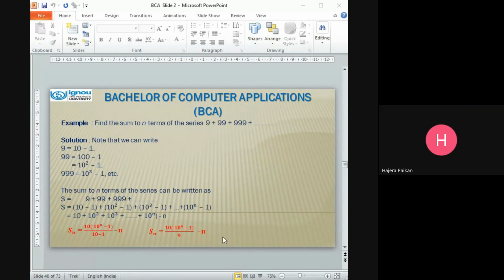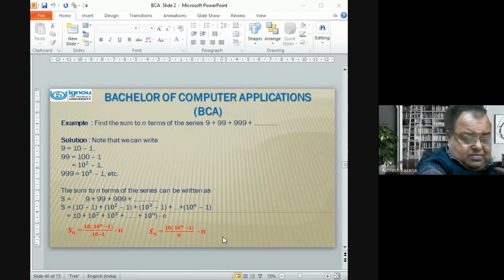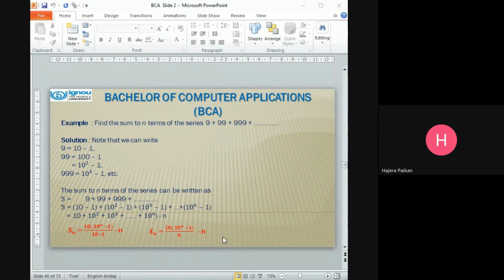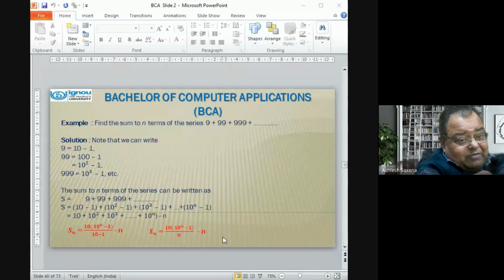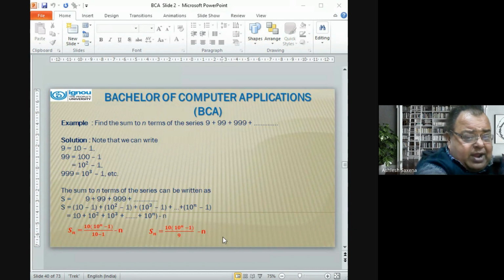The answer will be 99. How come? The first term 10 is multiplied with 99, and when we divide the 99 by 9, it will be 11, and when we multiply 10 by 11, it will be 110. And you have to subtract n, which is n minus 2. You have replaced n by 2. So you will get 108. How you are going to get 99? You are getting 108. See to it.